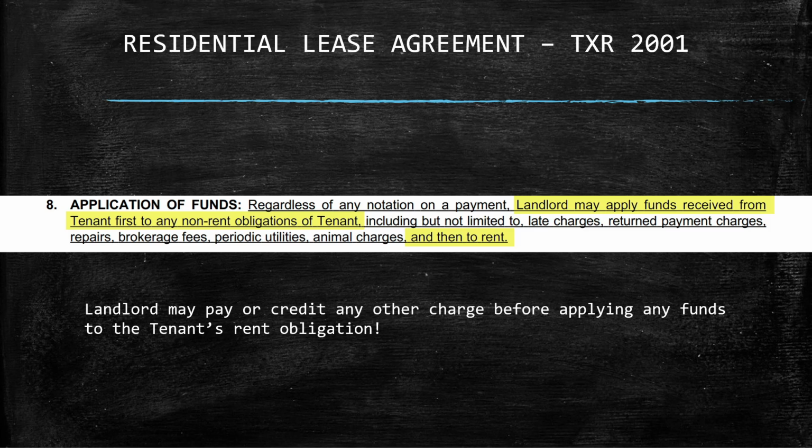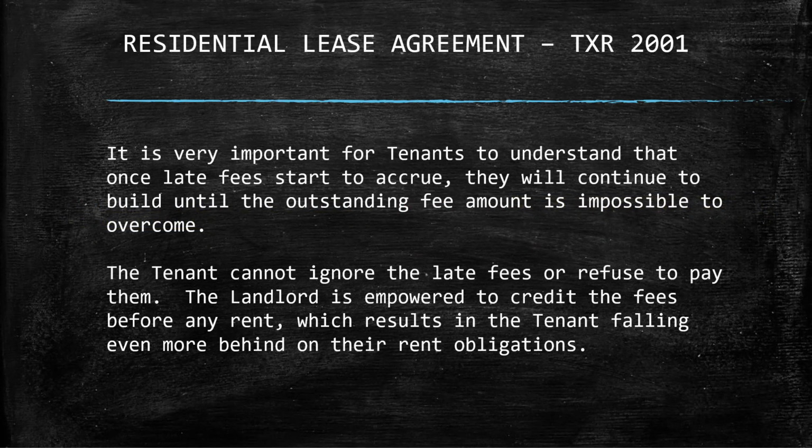And those other charges can be things such as late charges, return payment charges, repairs, brokerage fees, periodic utilities, animal charges, all kinds of things that are authorized to be charged under the lease agreement. So any of those other non-rent obligations can be credited first, and then anything left over gets credited to the rent. This sets up a no-win situation for the tenant.